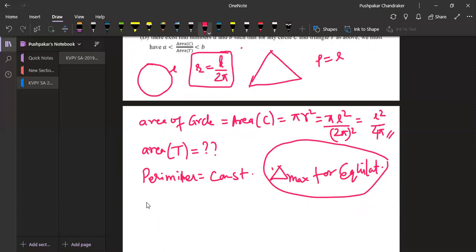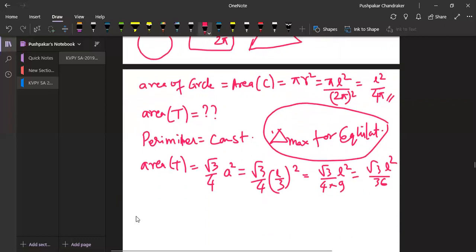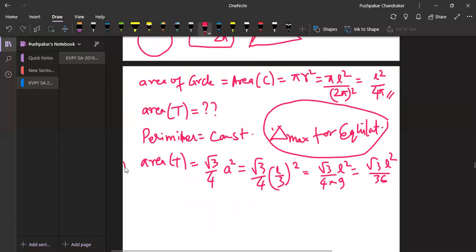It means the max area of the triangle will be equal to the area of the equilateral triangle, which is root 3 by 4 a square. And what is a square? The side is the perimeter by 3, so that is L by 3 squared. So we get root 3 by 4 L square over 9, which gives root 3 L square by 36. This is the maximum area of the triangle.